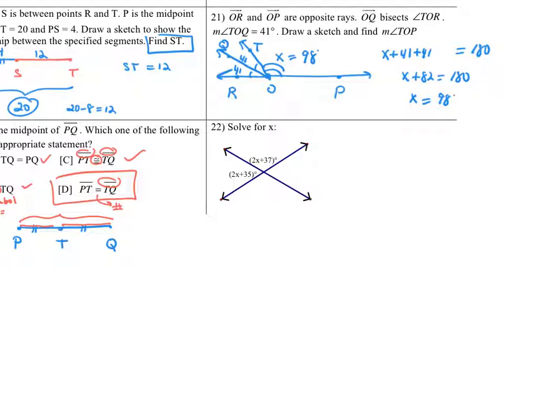Okay, our last one for this video segment is 22. And notice that these two angles are adjacent and they form a straight line. So they have to add to 180. So we need to take 2x plus 37 plus 2x plus 35 and set it equal to 180. That'll give us 4x plus 72 is equal to 180, or 4x is equal to 108. Take and divide by 4, and you get x is equal to 27. Final answer.